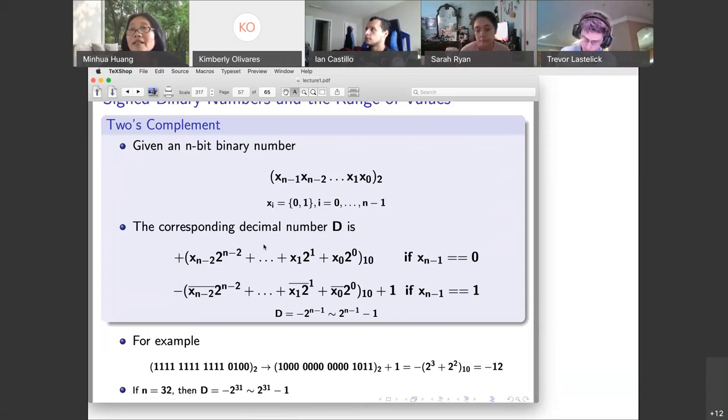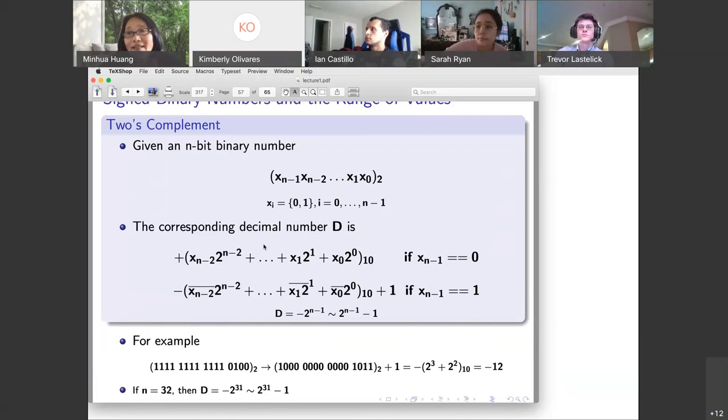Now, if it is one, this represents a negative number. So what are you going to do? The sign bit just indicates the sign. Starting from the second most significant digit to the last one, you do the bitwise complement, inverting each of the bits. After you get the result, you add one to it. Then it will yield the result. Then you follow the conventional way to convert the binary number into the decimal number.